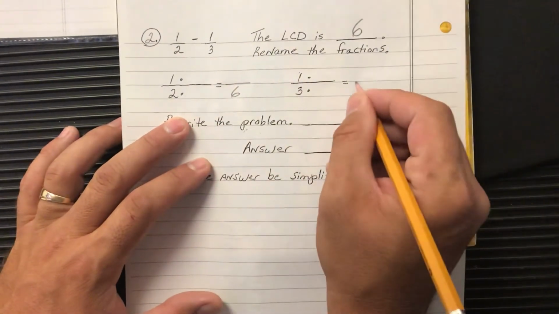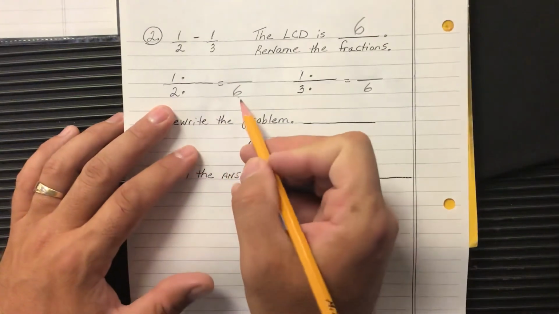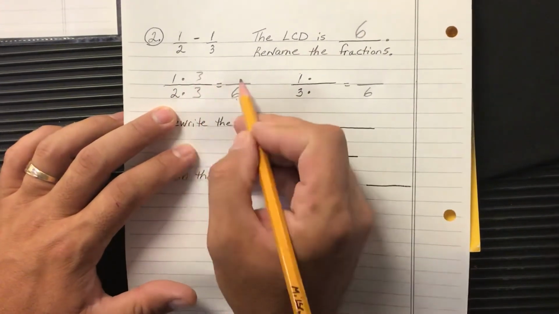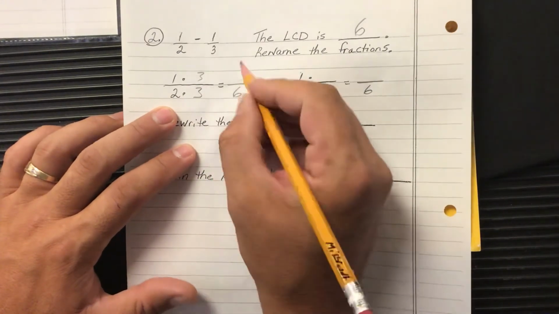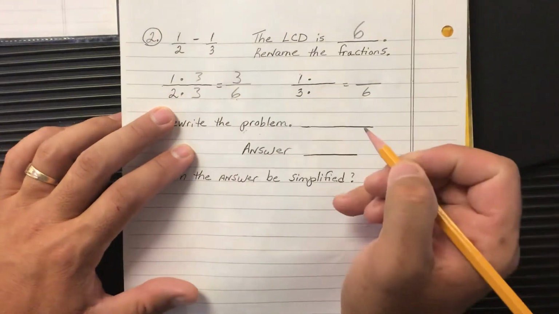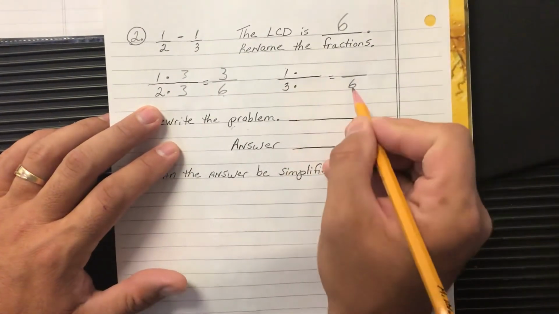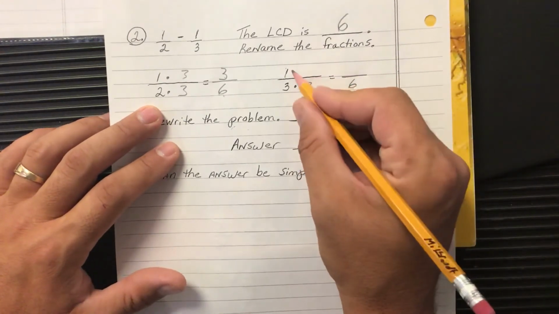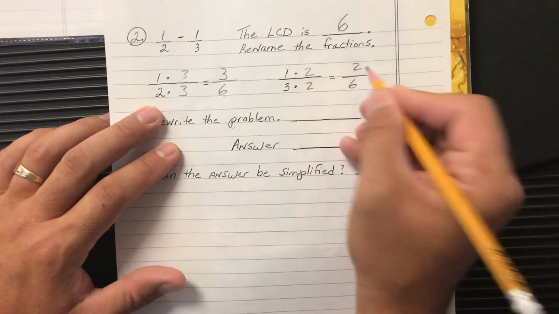So I need a denominator of 6. 2 times what gives me 6? Okay, so then I got to figure out 1 times 3 to give me a numerator. Correct? Kira? 3 times what gives me 6? 2. So what do I got to take the top times? 2. And what do I get? 2.